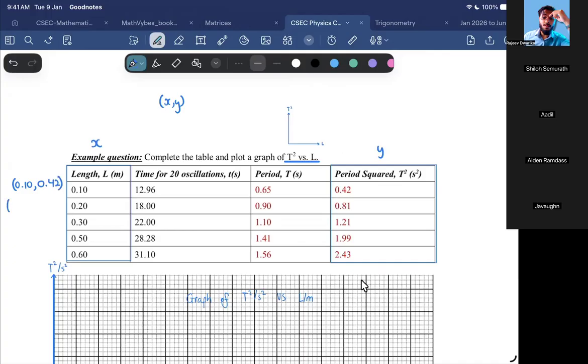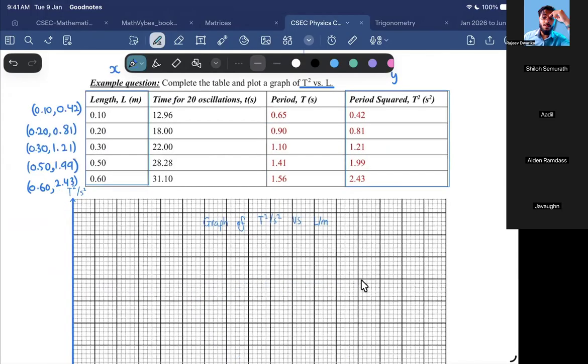What would that be? 0.2 and 0.81. Good. Shiloh, what's the next coordinate? 0.30 and 1.21. Javon, what's the next coordinate? 0.50 and 1.99. Aiden, I see your mic. Something wrong with your mic. And that's going to be 2.43.